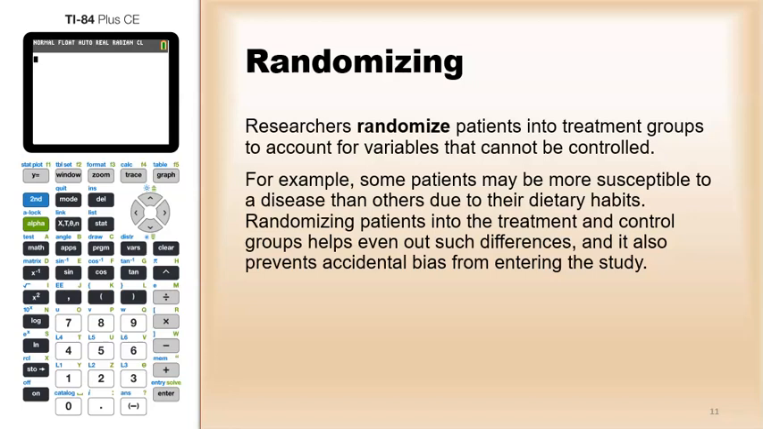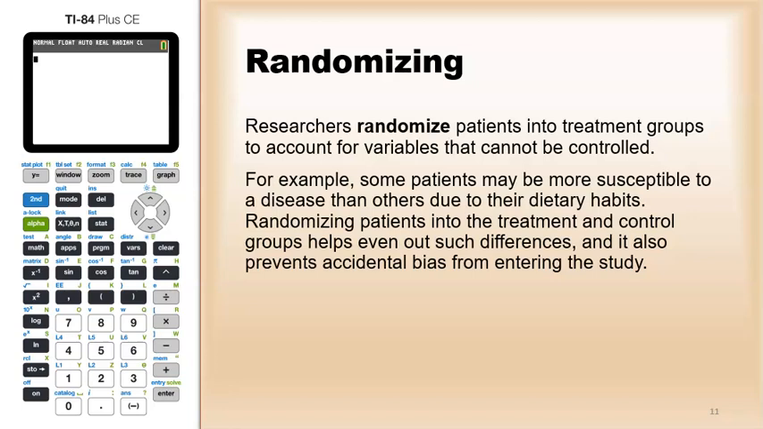Now, randomizing. Researchers randomize patients in the treatment and control group to account for variables that cannot be controlled. So recall from past lessons, there are confounding variables out there that we may or may not be aware of. If we randomize patients, then all those different confounding variables should be more or less equal for each group. That way, if there is a difference between your treatment group and the control group, it's because of the treatment and not because of some other hidden variable.